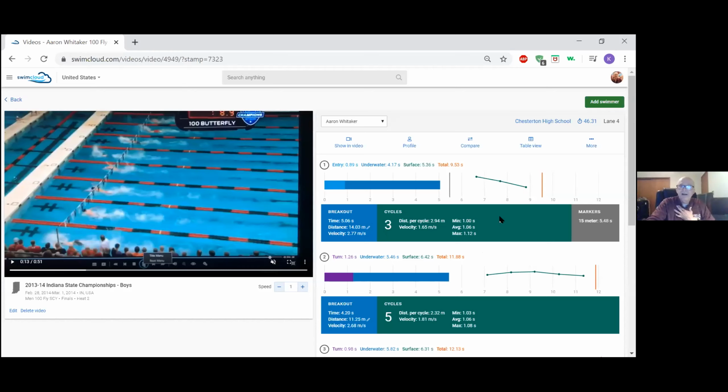We said that we were looking for a 1.0 average stroke rate. And so you can see here the high and the low, and the average was 1.06. So he did get into the rhythm of his cycle. And I do think fly is a rhythm stroke. He had real good distance per cycle, 2.9. Velocity, not so great because he, again, cut it off here a little bit at the end.